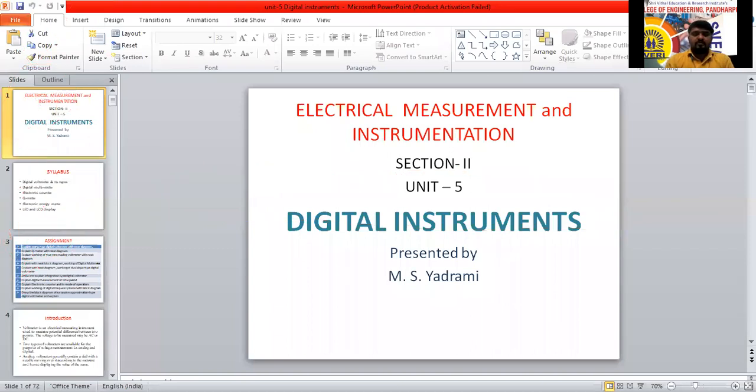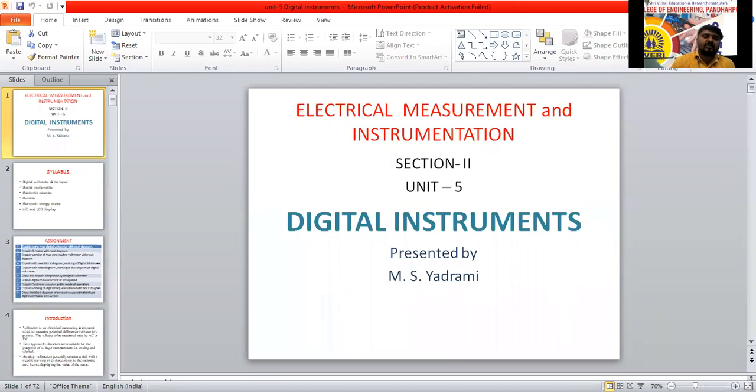The main objective of this unit is for you to understand the principle of digital instruments: digital voltmeter, digital multimeter, energy meters, Q meters, and LED and LCD displays. You have to understand and analyze which instrument does what and how it operates. At least you should be able to draw the block diagrams of the operation. That is the main aim of this chapter.